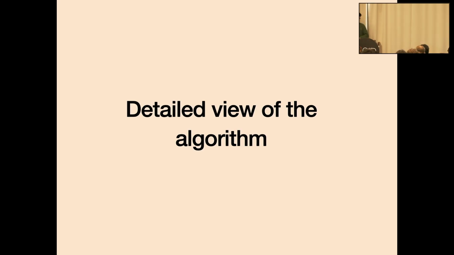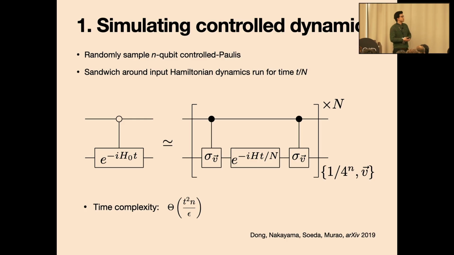Okay, so let's move now to a more detailed view of the algorithm. The first subroutine we'll consider here is the controlization. The other one I mentioned, which takes positive to negative time, is the subject of another paper, and if you're interested, you can look up the reference after the talk.